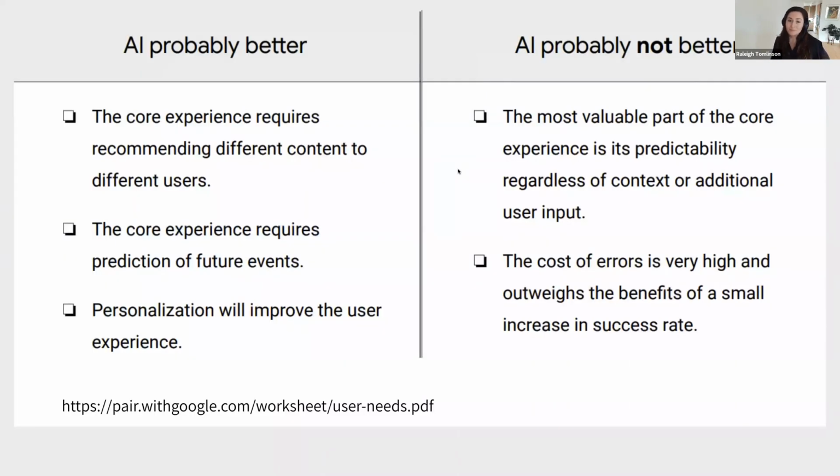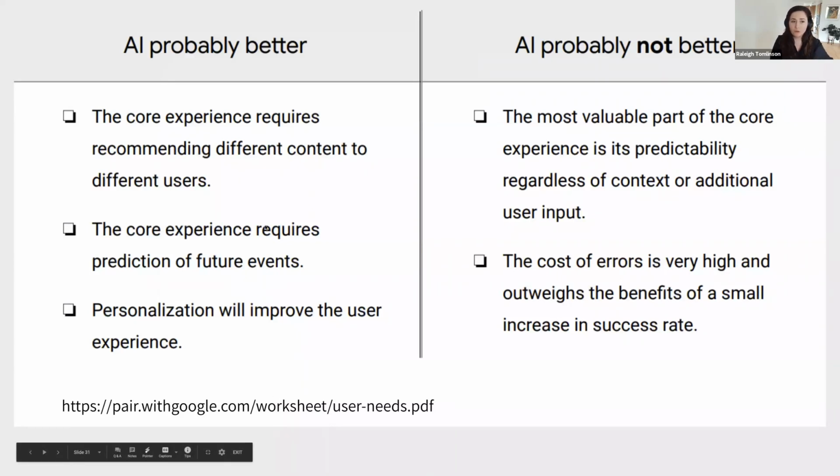And switching to a chart just to kind of say a few things. There's an awesome team at Google, PAIR, which is a People plus AI team, and they have a ton of worksheets on how to ask yourself these questions when you're developing AI.